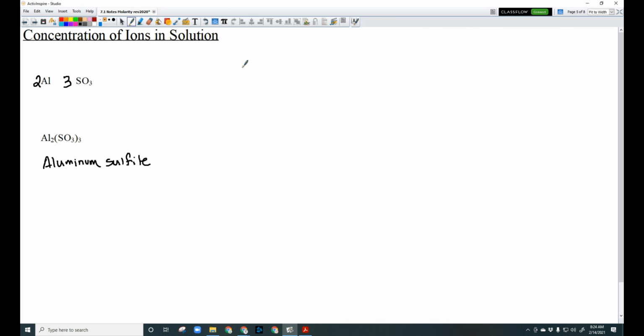So if we had a 3 molar solution of aluminum sulfite, 3 molar, when this dissolves in water and it breaks up into its ions, okay, we're going to have 2 times that amount.